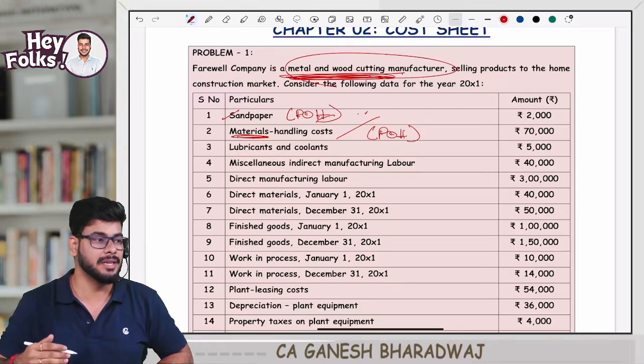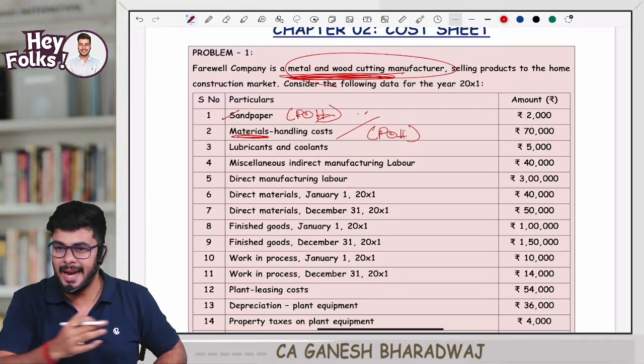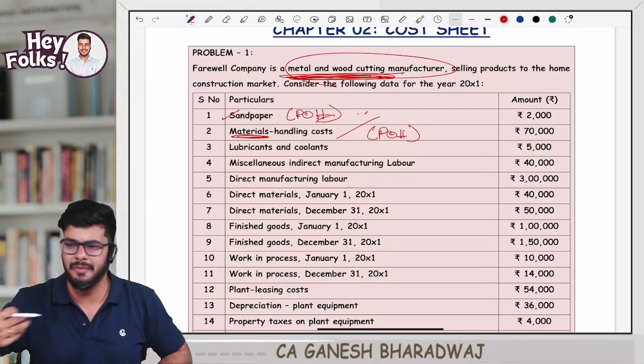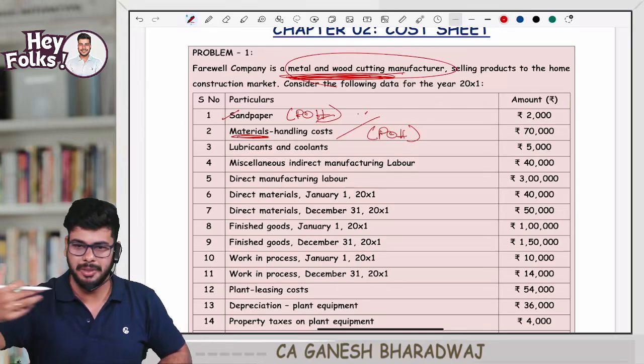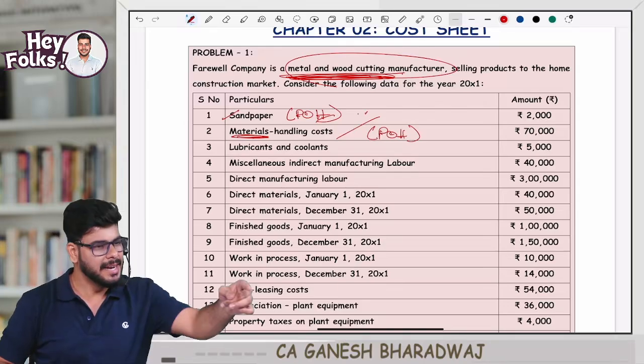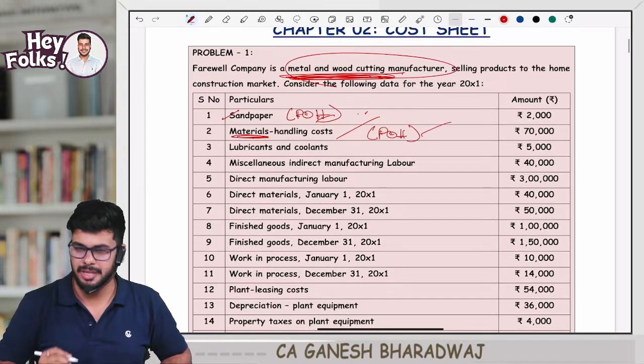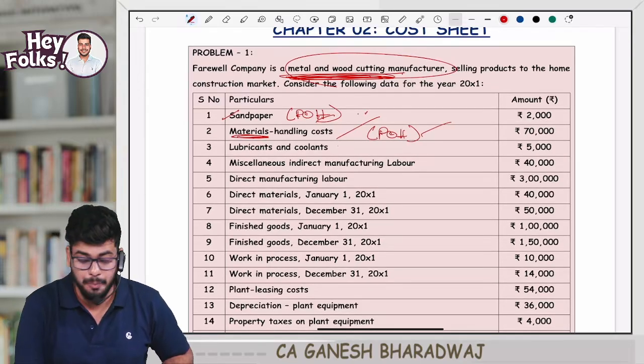Material handling is a cost that happens after the material comes to my stores, and I need to issue it to my production, to my factory shop. That is my WIP area, right? The cost incurred here is called material handling. It is indirect in nature, yes. Incurred in a factory, yes. Put it under POH, guys. Correct.